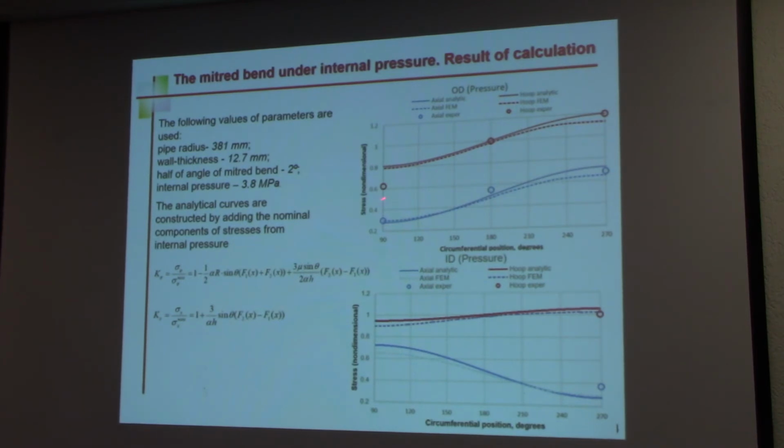Experimental results are the dots, the solid lines are our analytical solution, and the dashed lines are the FEM solution. As you can see, they are in quite good agreement. And here is an explicit form of stress concentrations.